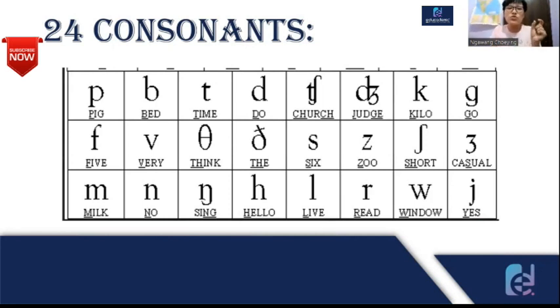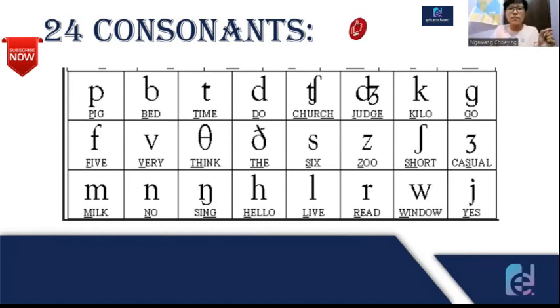Then about the sha sound, short, shackles, right? And about the zha sound, zha, zha. We should keep in mind that there's a difference between ja and zha as well, okay? The first one, with the symbol of d and z, and the second, the small letter z, is the zha sound that we use in the word casual, right? Major.